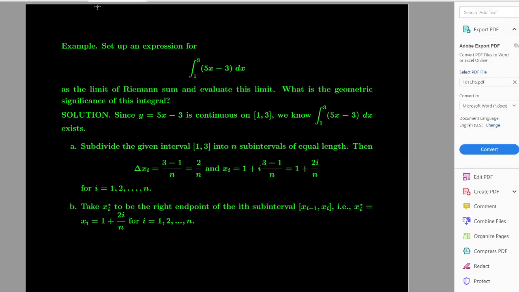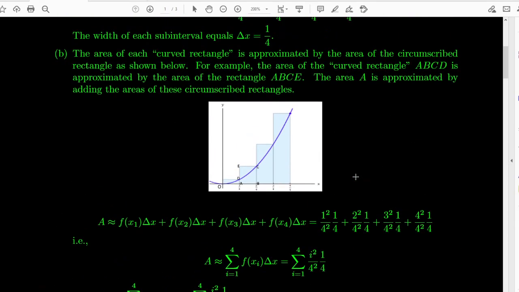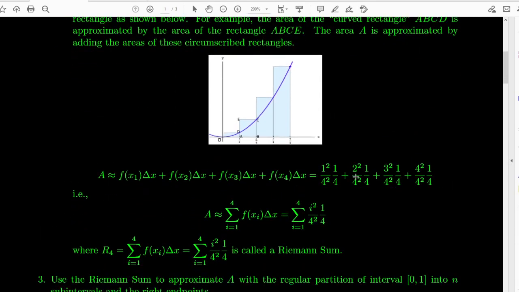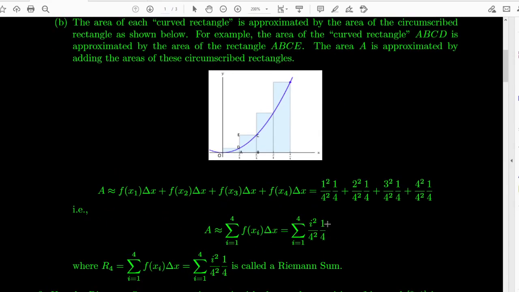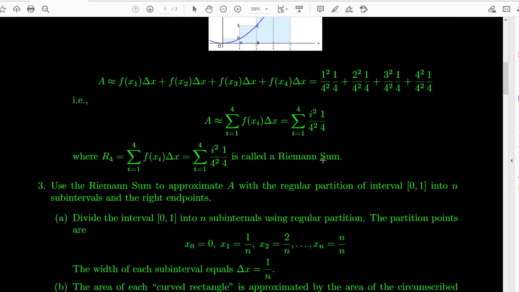I guess I can show you the thing on the PDF. And by the way, this sum is actually called a Riemann sum. I'm going to introduce the term later. How do we define the Riemann sum? This is a particular case of the Riemann sum for n value of 4, using regular partition and right endpoint.